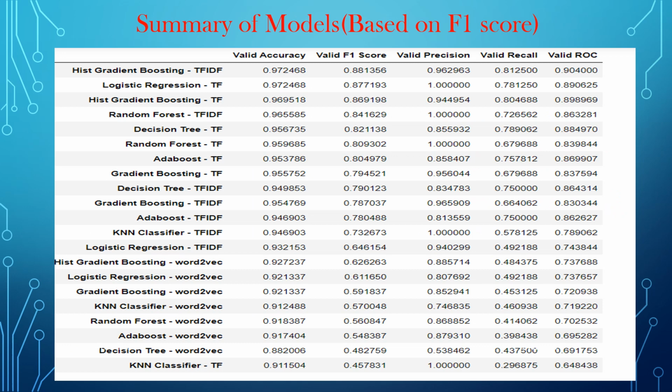Here is a summary of all 21 models based on the F1 score. Out of TF, TF-IDF and word2vec, TF vector is giving good results with all the models. The best model is hist gradient boosting with TF-IDF with an F1 score of 88%. Similarly, the worst performance is on word2vec. All the models with word2vec have been giving a low F1 score of 60% at the highest.